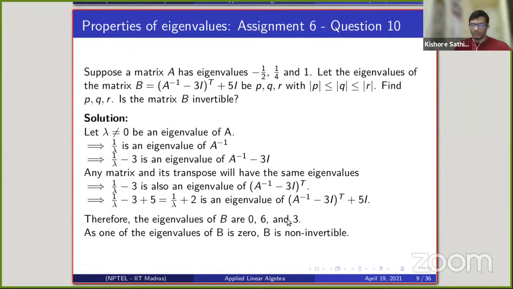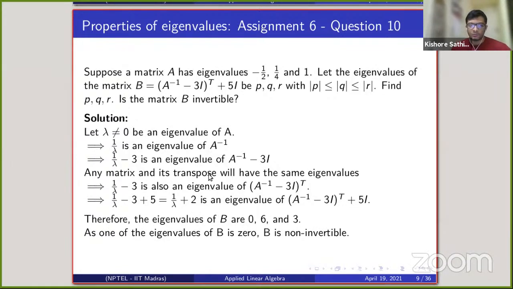Notice that we didn't put any condition on this lambda. So this should be applicable to all the 3 lambda of A. That is minus half, 1 by 4, and 1. So you simply put 1 by lambda plus 2 is equal to minus half and find the lambda for that. 1 by lambda plus 2 is equal to 1 by 4, find the lambda for that. And for the third one also. And we can see that the eigenvalues of B are 0, 6, and 3.